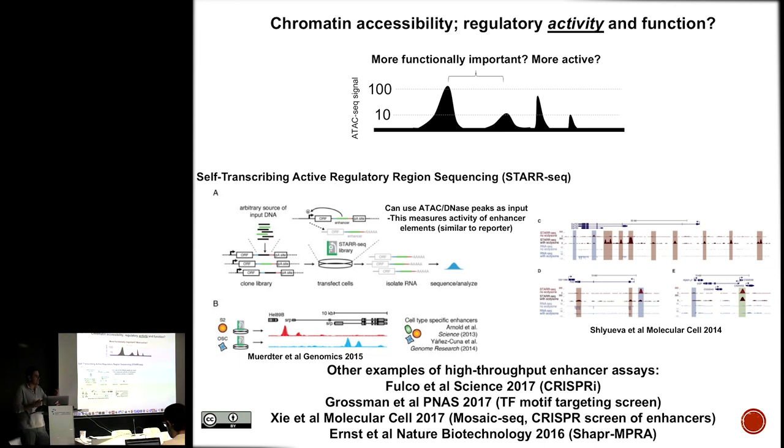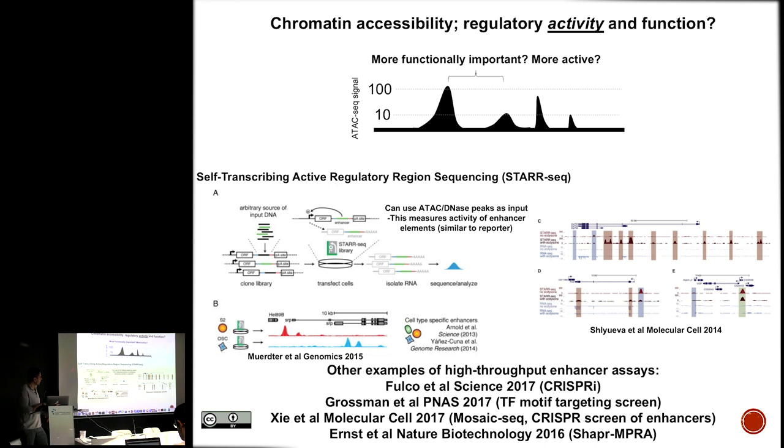So now you're measuring the activity of these open chromatin regions to ask, do they have activity in specifying gene expression? There are certain limits to this in that the promoter of these reporter systems is important. You're taking the enhancer or the open chromatin region out of the context of the genome. So there are a lot of things to consider, but it's one way you can start to ask questions of activity. In these examples, they did STARR-seq in different cell types and found that specific open chromatin regions have cell type specific activity. So not just accessibility, but actual activity as measured by RNA itself.